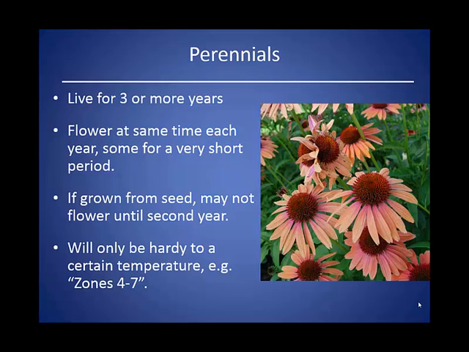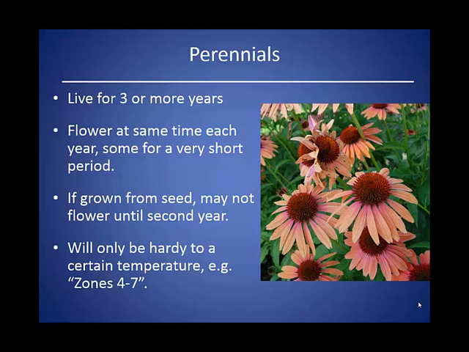Perennials live 3 or more years. You can bet on what time they're going to flower. Peonies are going to flower around Mother's Day typically. Iris, maybe the end of May, beginning of June, that kind of thing. If you start them from seed, they can take quite a while to produce. This says may not flower until the 2nd year. They can actually take longer than that. Something like tulips, if you tried to grow tulips from seed, you're waiting at least 5 years, maybe more, before you actually produce any flowers.